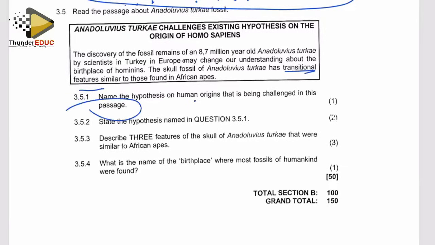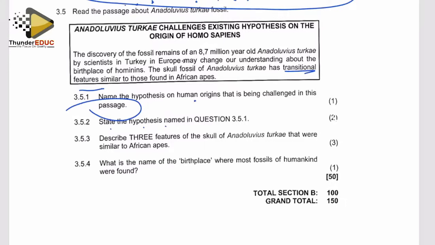So we call it the Out of Africa hypothesis. You don't have any other hypothesis. State the hypothesis mentioned above. Modern humans, the word modern must be there. If you don't put it, remember we have different humans, Homos. All Homos are humans, but the modern is Homo sapiens. So you have to be specific and say that modern humans originated from Africa and migrated to the rest of the world.